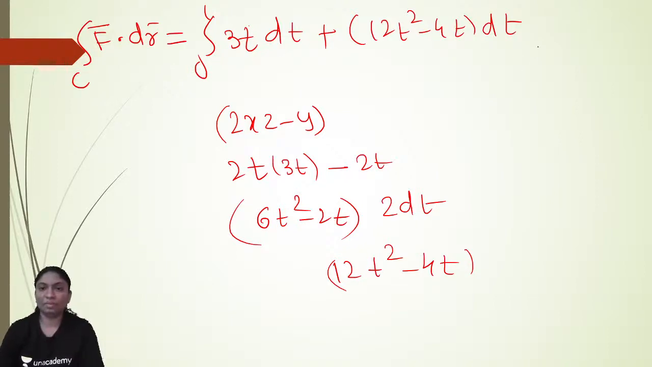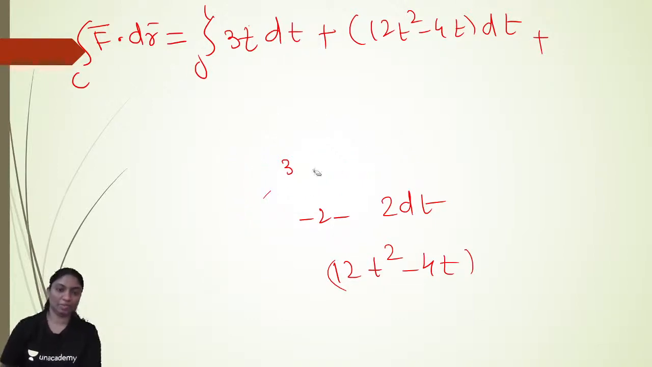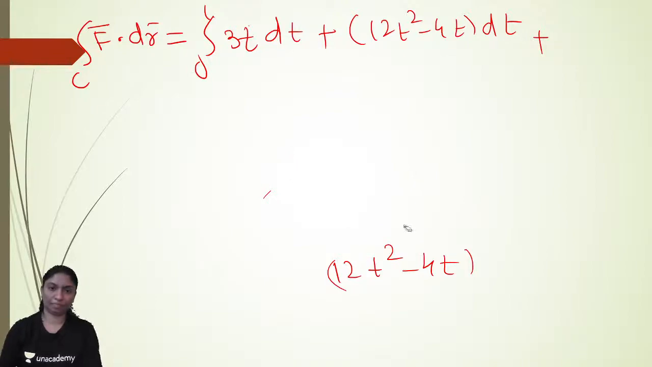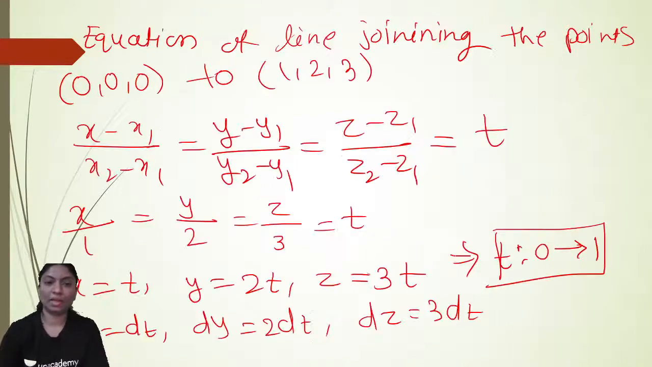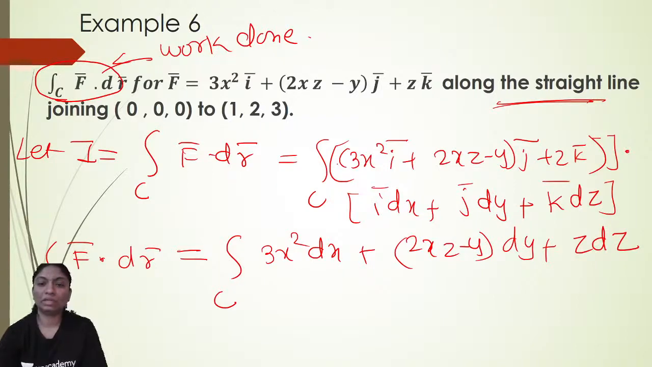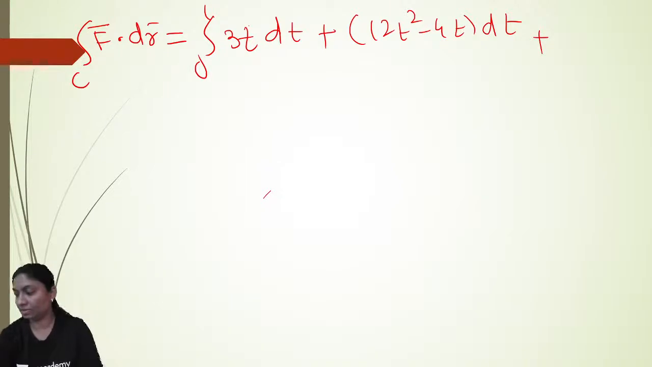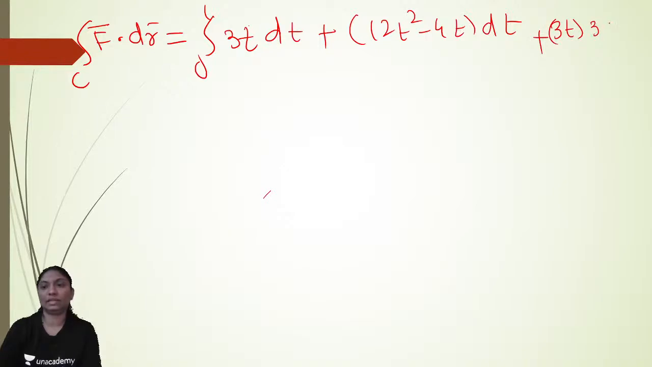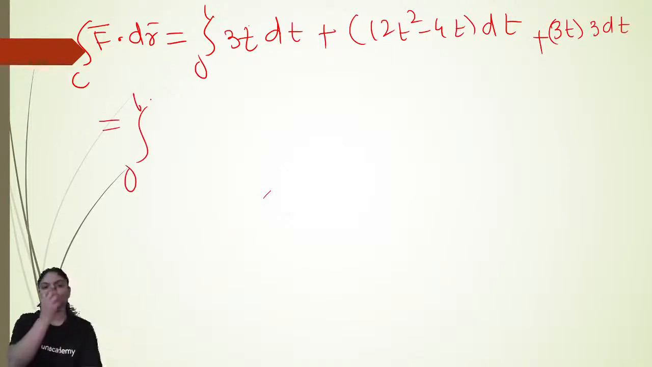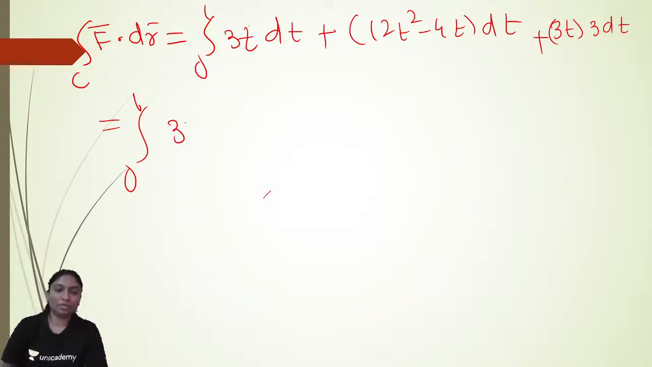So ultimately, plus z dz. So z is 3t, so you will get only 3t into 3 dt, right? So ultimately your total integral is converted in terms of t. So I'm taking only 3t plus 12t square minus 4t plus 9.